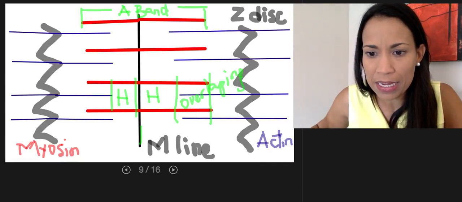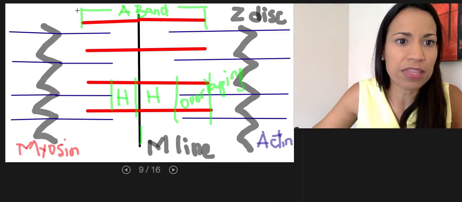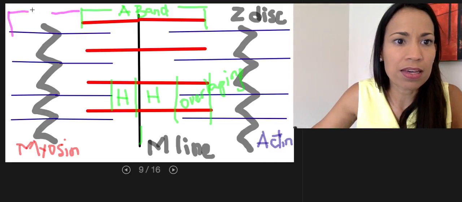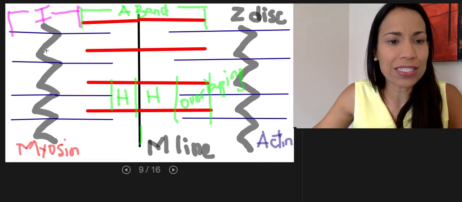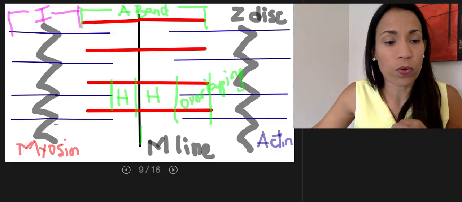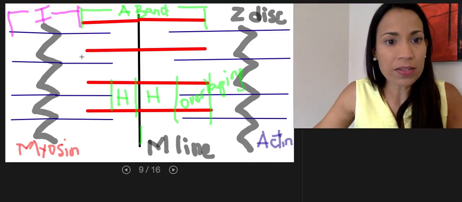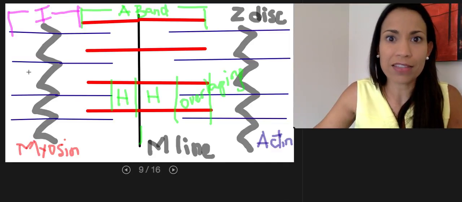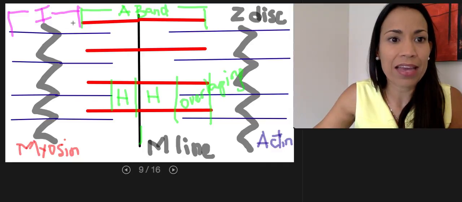Now, let's explain the I band. The I band consists of this area containing only the thin filaments. This area is the I band. And as you can see, the I band contains thin actin filaments from one sarcomere, but also actin filaments from the sarcomere next door. So this is the I band.